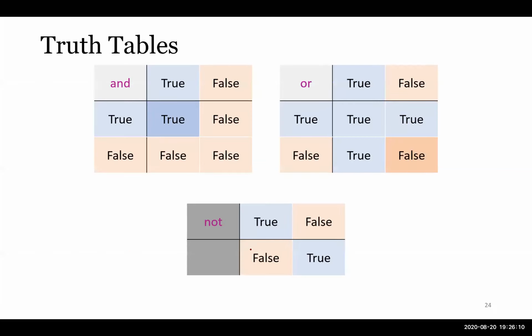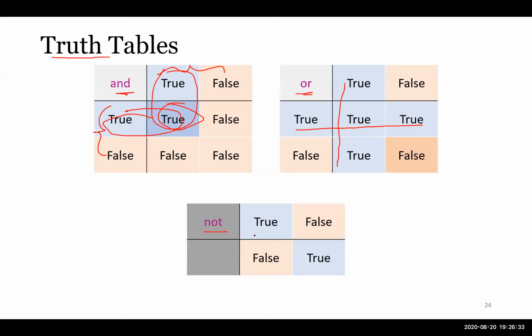With this, we can actually write a truth table. A truth table basically has two inputs, input 1 and input 2. For AND, both inputs have to be true before the result is true. This and that is very English. For or, as long as one is true, the result will be true. Not basically switches it around: true becomes false, false becomes true. This is what not is.